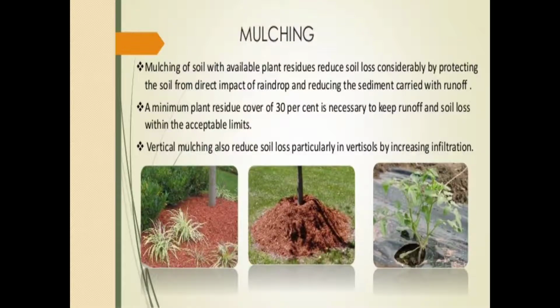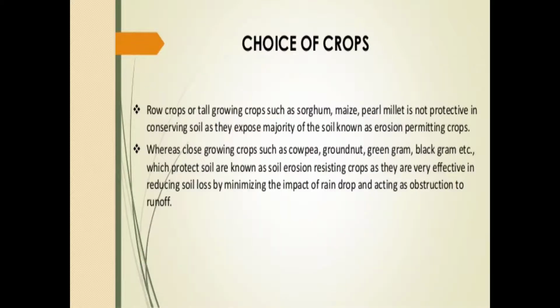In this figure, it shows the different types of mulches or the application of mulches in various soils. Then the next agronomical practice is the choice of crop. Row crops or tall growing crops such as sorghum, maize, and pearl millet are not protective in conserving soil, as they expose the majority of the soil. They are known as erosion permitting crops.